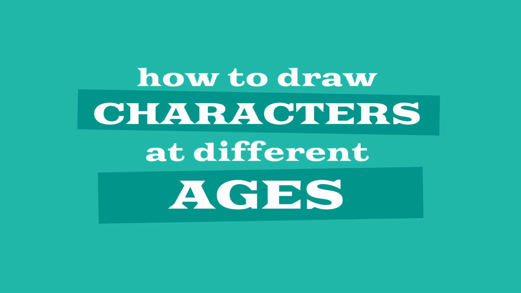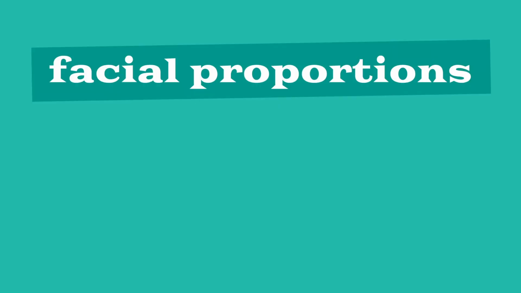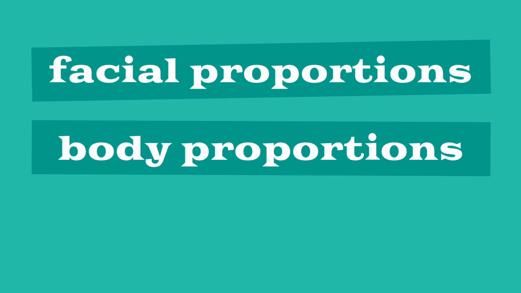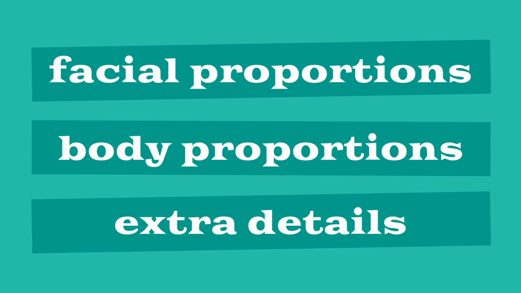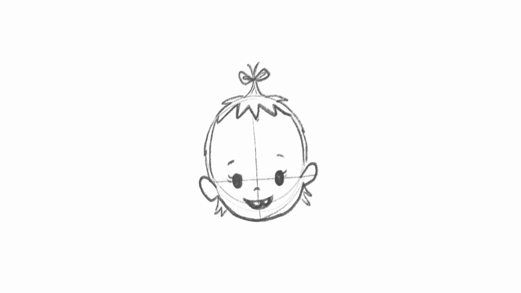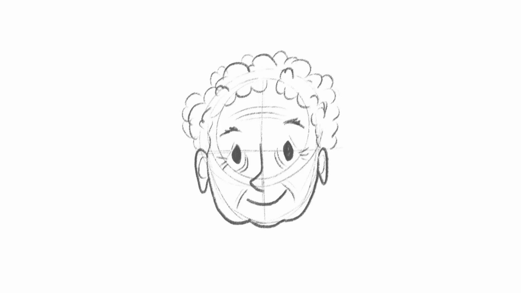Once you've figured out how old your character is, you need to know how to draw them so that they'll actually appear to be that age. I'm going to walk you through drawing a character at several different stages of life. You'll learn what facial proportions, body proportions, and extra little details you can manipulate to make a baby look like a baby and an old lady look like an old lady.